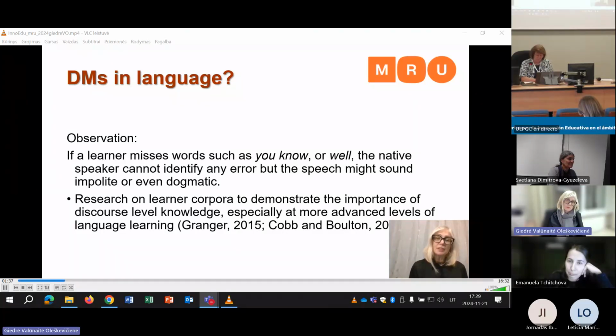Discourse markers in language, there are a few observations. If a learner misses words such as you know, well, the native speaker cannot identify any error, but the speech might sound impolite or even dogmatic. And research on learner corpora demonstrates the importance of discourse level knowledge, especially at more advanced levels of language learning.